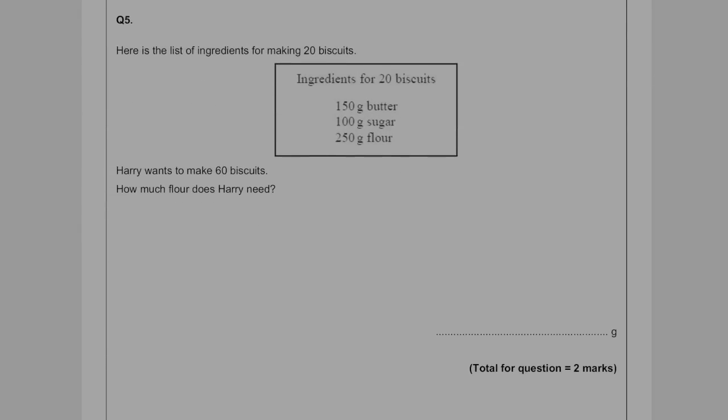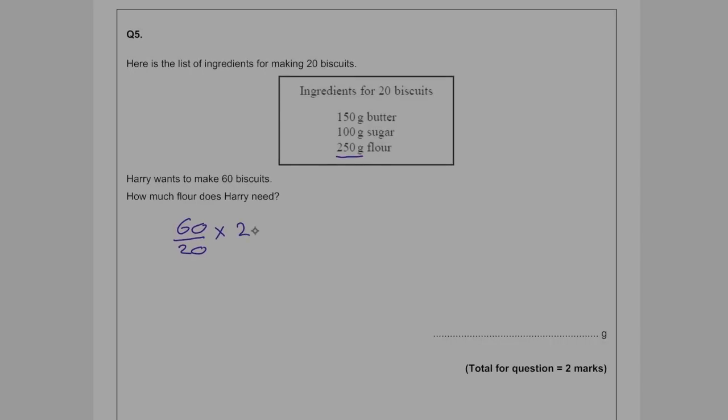Question 5. Here is a list of ingredients for making 20 biscuits. Harry wants to make 60 biscuits. How much flour does he need? So flour, 250 grams would make 20 biscuits. So I'm going to say 60 divided by 20 will give me how many batches I need. And then I want to times that by the amount of flour, 250. So 60 divided by 20 is going to be 3. So I'm looking at 3 times by 250, which is going to be 750 grams.